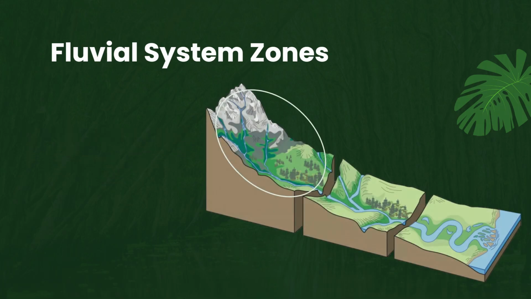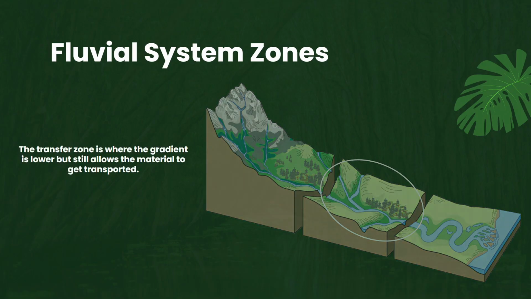The second one is the transfer zone. With a gentler gradient, sediments are transported downstream. It is the area where eroded sediments are carried downstream from the source or the sediment production zone to the depositional environment, often occurring in the midstream or river valley sections with a lower relief.